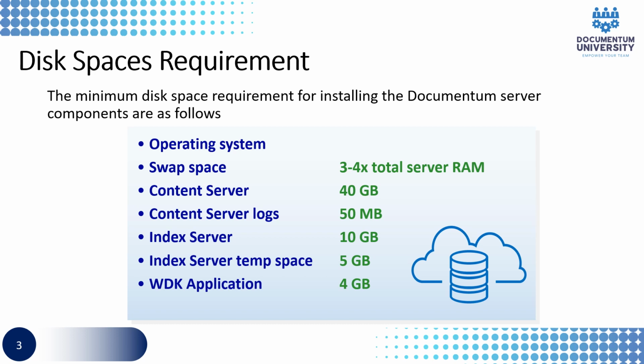The amount of space required for the operating system depends on which system you have installed. For example, Microsoft Windows 2019 64-bit requires 32 GB, while Red Hat Linux 9.1 requires 10 GB. In addition to this, you need to allocate 3 to 4 times the total server RAM for swap space. The content server requires 40 GB of space, the content server logs require 50 MB, the index server requires 10 GB of space, and the index server temp space requires 5 GB of space. The WDK application requires 4 GB of space.